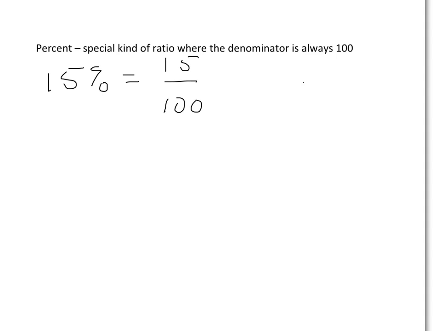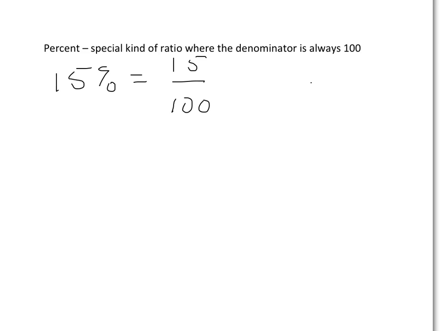I can also reduce this fraction. I see that 5 goes into both of those things. So 5 times 3 is 15, and 5 times 20 is 100. So 15% as a fraction is 3 over 20.